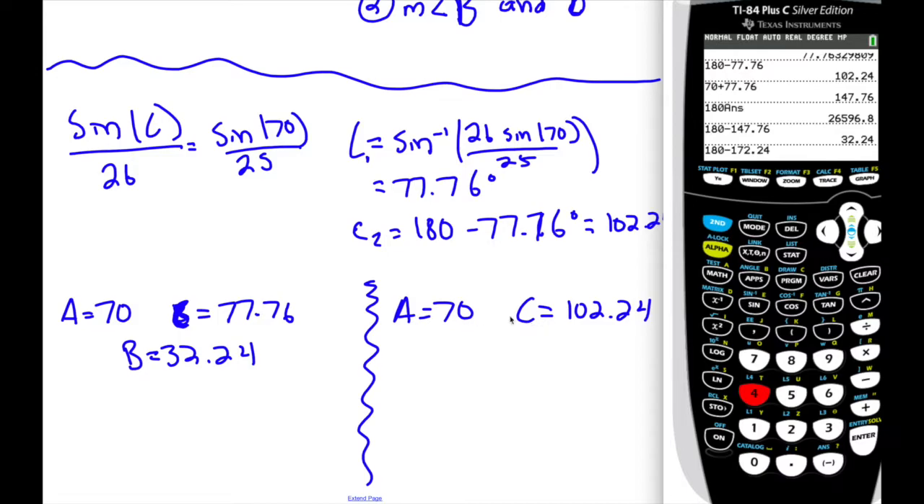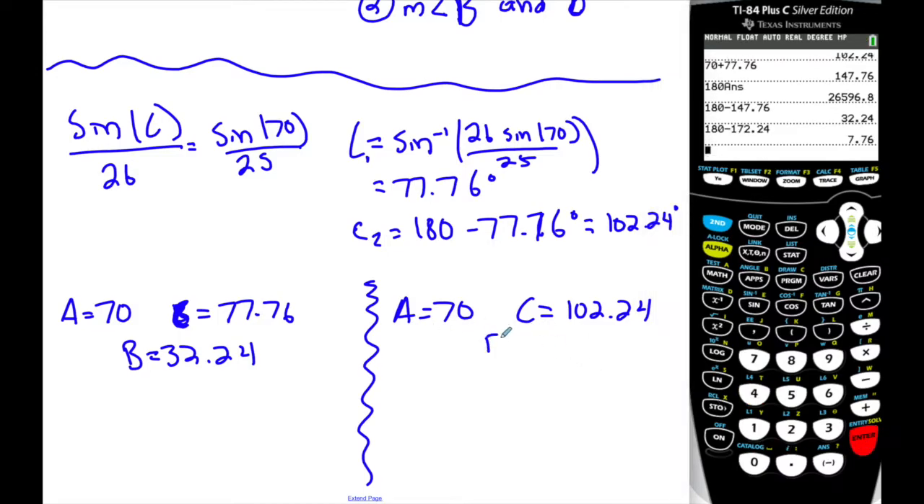So I add these up, I get 172.24. I take that away from 180, and B needs to be 7.76. So those are the B1. So these will allow the three angles to add up to 180 degrees.